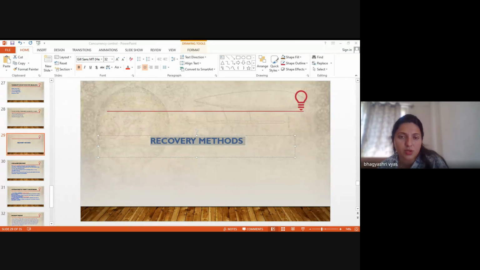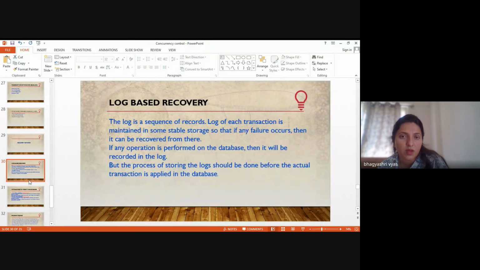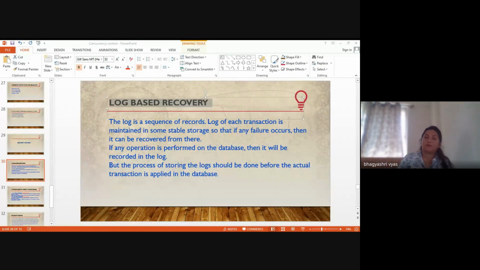Now the next is log based recovery. Have you heard about this terminology, log based recovery? Log based recovery, anyone? Have you heard about this log based recovery? Anyone?